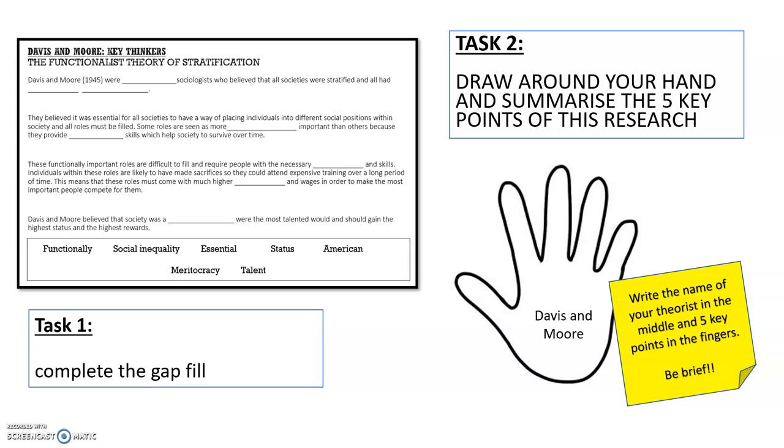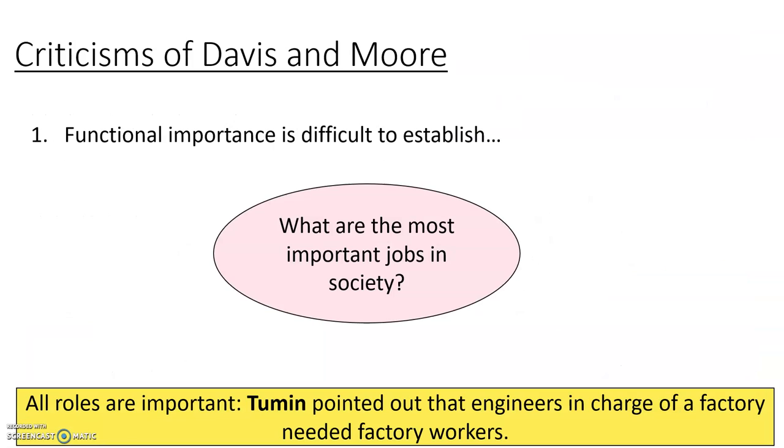Activity-wise, there is a gap fill here with some key ideas for Davis and Moore. This is on the last slide of the PowerPoint and in the shared area. What I'd like you to do is draw around your hand, and in the middle have Davis and Moore, and on each finger a key idea summarising what they are saying. This should help and be nice and visual with your revision.